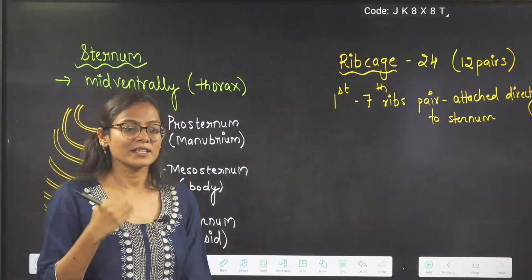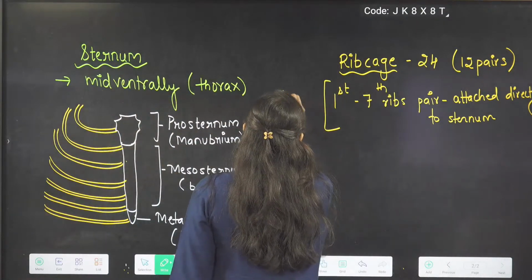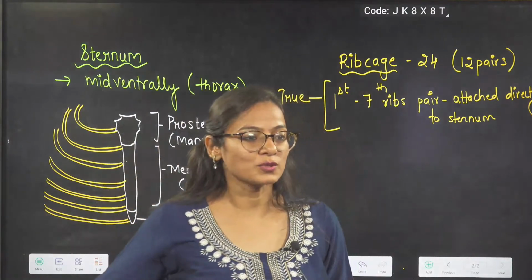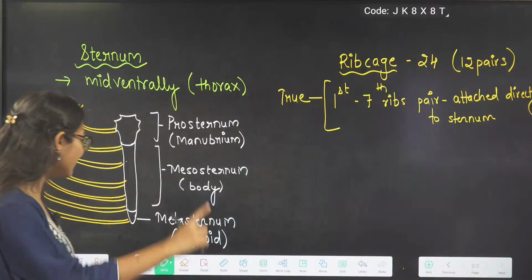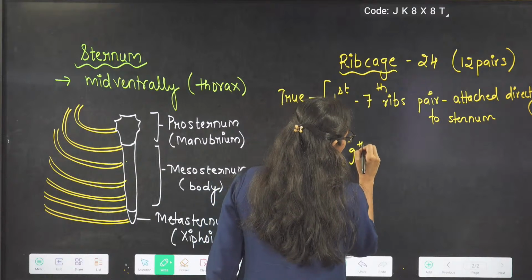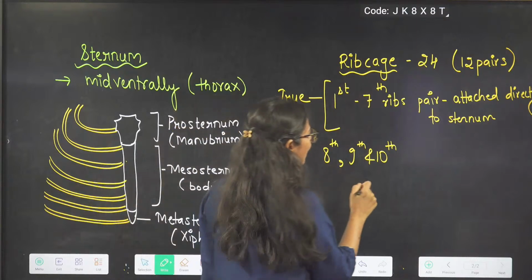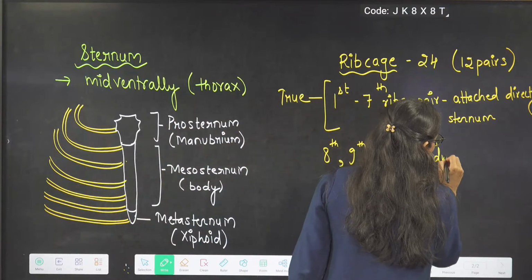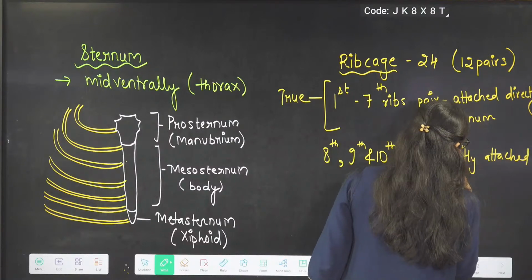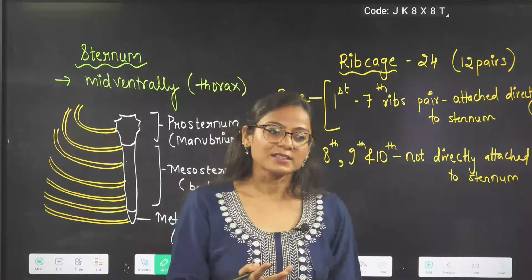Since these ribs are attached directly to the sternum, that's why we call these ribs true ribs, right? Why are they true? Because they are the ones directly attached to the sternum, right? Okay, then the rest of the pairs. Rest means which ones? 8th, 9th, and 10th, right? The next three pairs are not directly attached to the sternum.